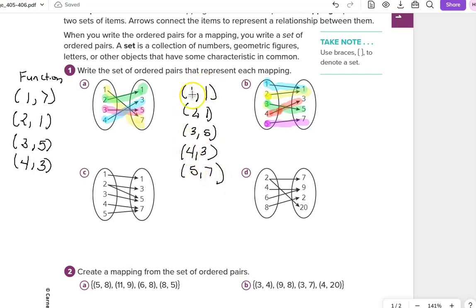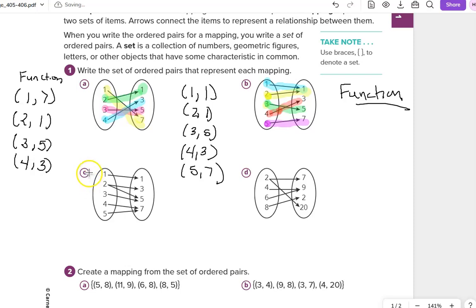On my inputs, I only had one output. So when I had 1, it was 1. When I had 2, it was 1. That's okay. When I had 3, it was 5. When I had 4, it was 3. When I had 5, it was 7. So every input has only one output. It doesn't have two different numbers in the y value. So that means that this one is also a function.